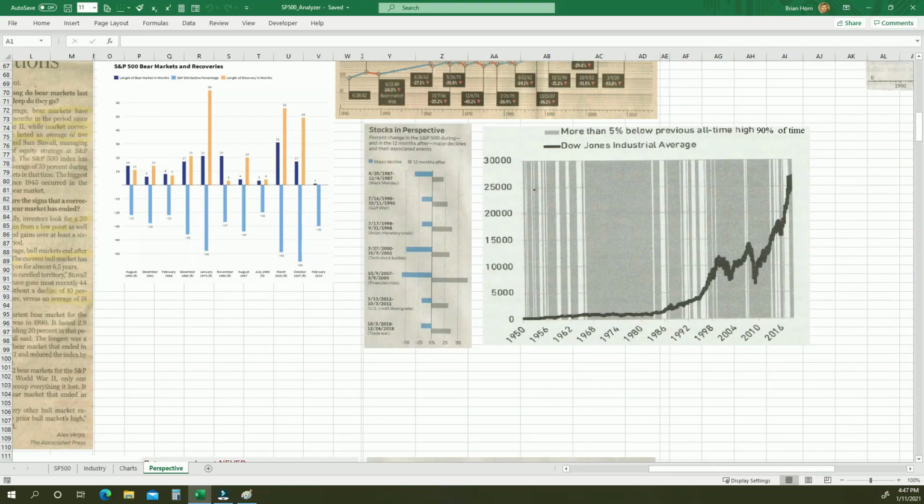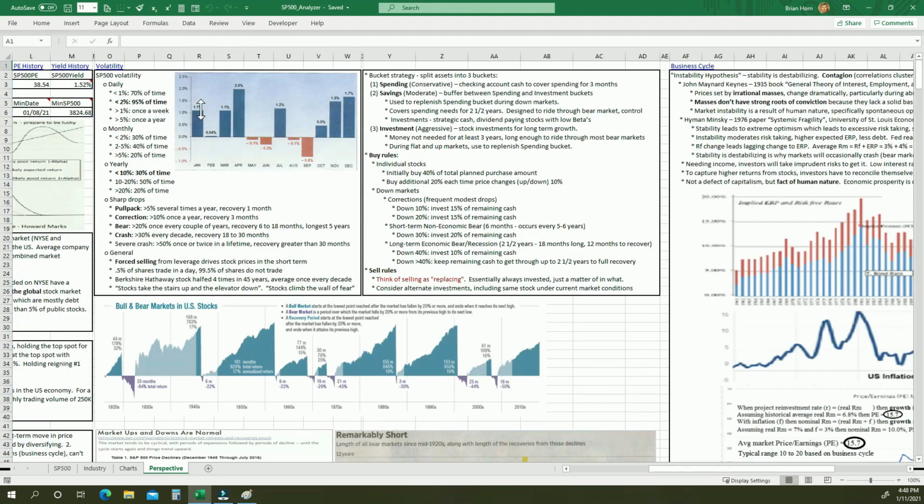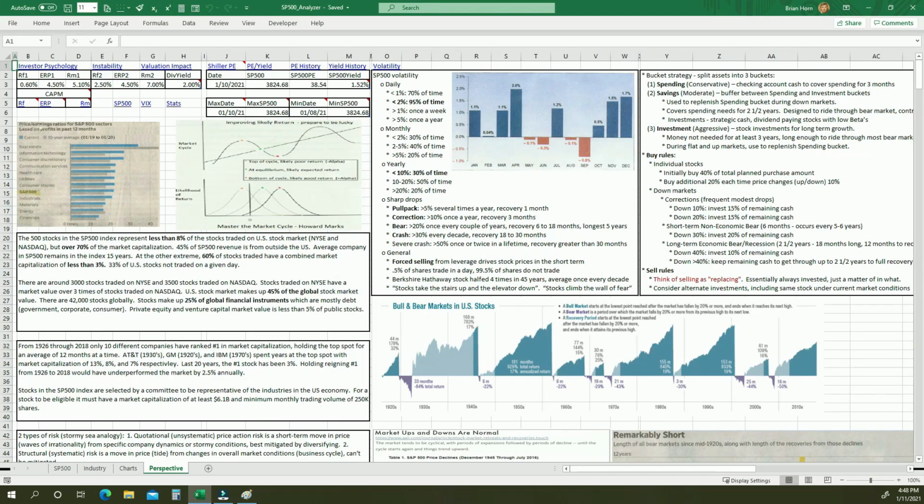The majority of the time, stocks trade below their all-time high. This chart here in the gray shows that for the Dow Jones Industrial Average, but the same applies for all kinds of market indexes and for most stocks. It shows in the gray the times the Dow Jones Industrial Index traded at least 5% below its previous all-time high. And you can see here that over 90% of the time, it traded at least 5% below its previous all-time high.